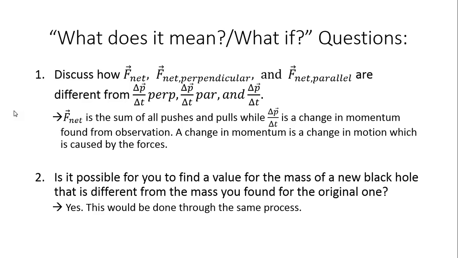For question 2, by replacing this black hole with a new one, we just follow the same steps we followed in this scenario and observe how the star is orbiting this new black hole, and go through the same steps using the momentum principle and Newton's second law to again find the mass for this new black hole.